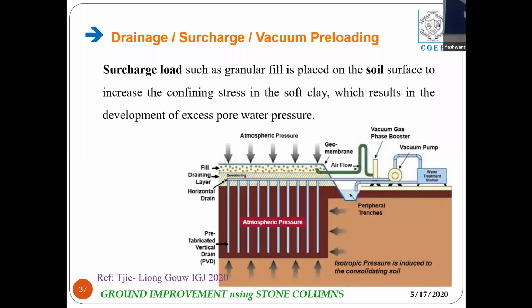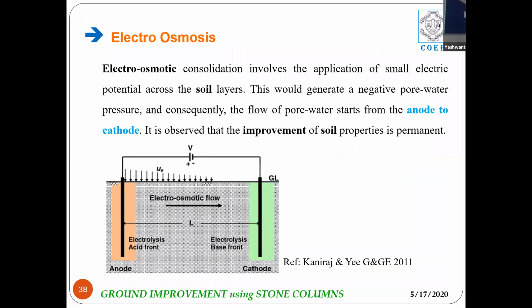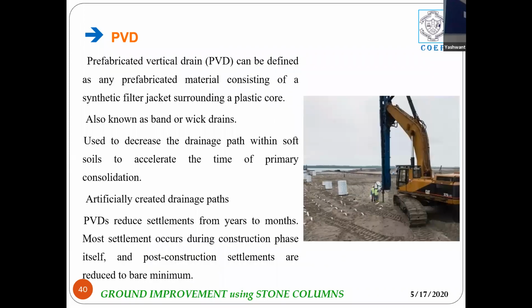The electrokinetic method is adopted, wherein the current is passed through the soil and the current flows from anode to cathode, that is from positive to negative. And during this flow, the flow of pore water starts and the pore water is removed from the soil, thereby increasing the strength. PVDs basically are used for draining of the pore water pressure. They don't add anything to the strength of the soil. They just act as a drainage path for removing the pore water.